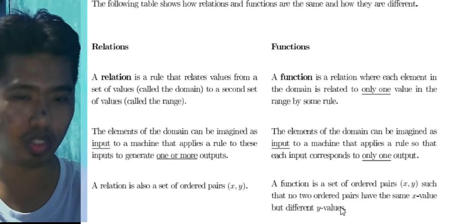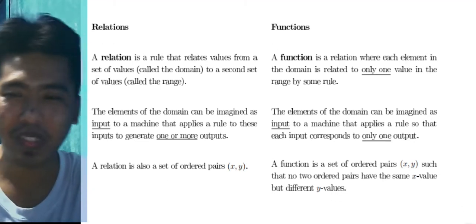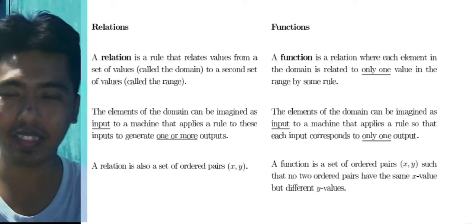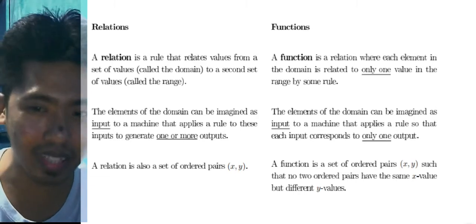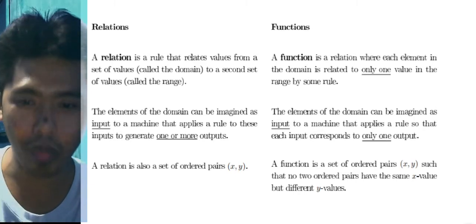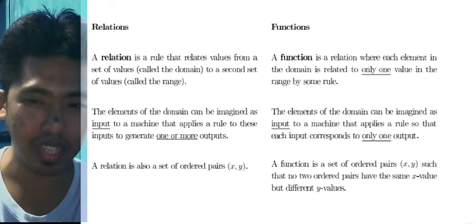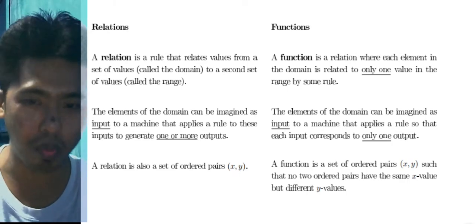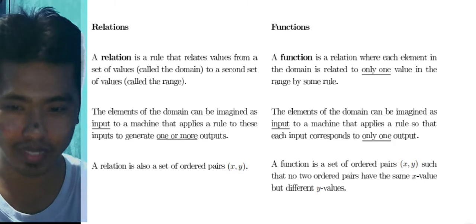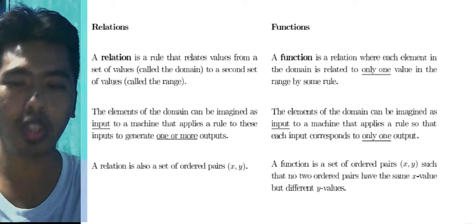So what are the differences on those ones? Because I explained it to you in different fashion, right? So all right, for relation, guys, it is a rule that relates values from a set of values called the domain to a second set of values called the range. Again, that is the first set and the second set. So the first set, we call that one domain, or that would be the X. And the second set, that would be your Y or your range.